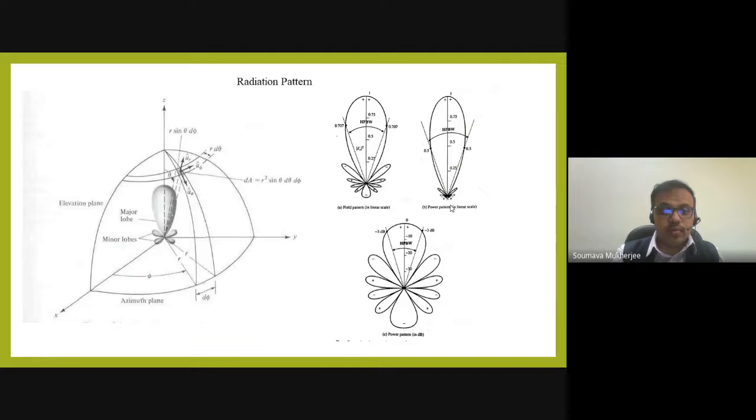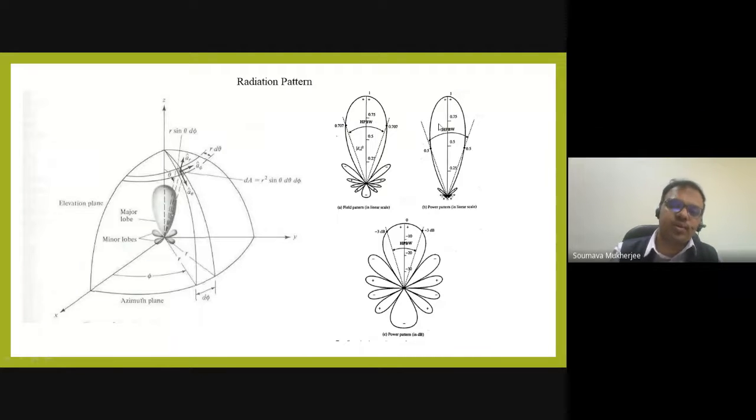So if you see any typical radiation pattern, this is how it looks in a 3D plot. And what does it tell? You can see that one portion of the plot is much bigger than the others. So it is telling us that the antenna is radiating much more in this positive z direction, that means theta equal to 0 direction, and in all other directions there is very little radiation.